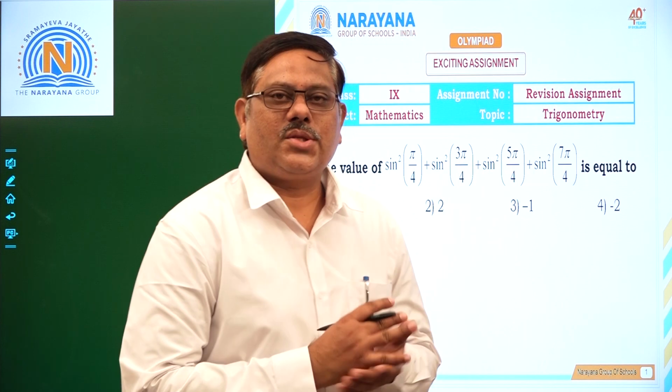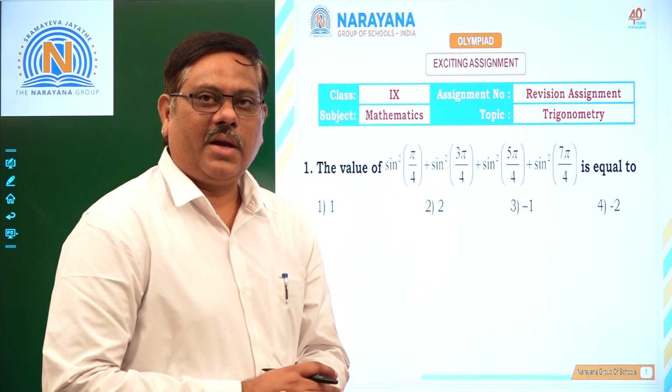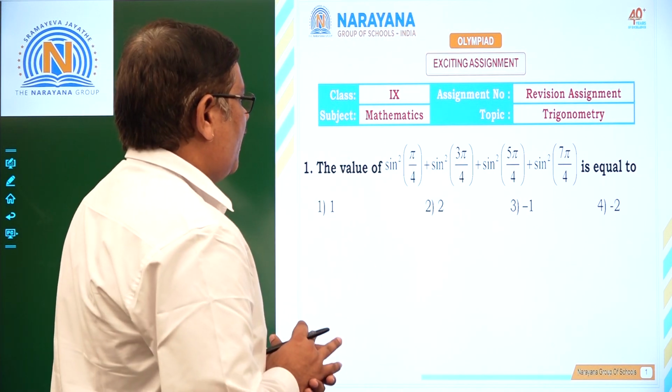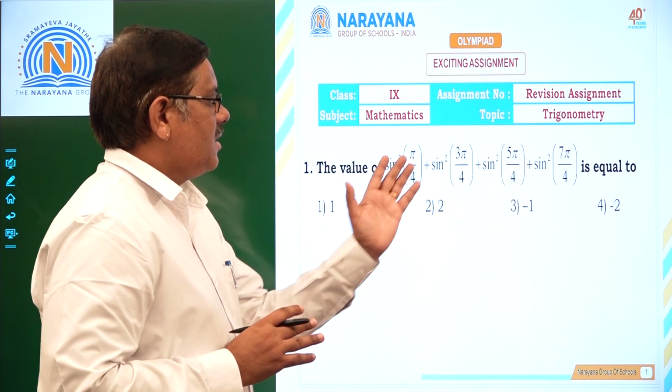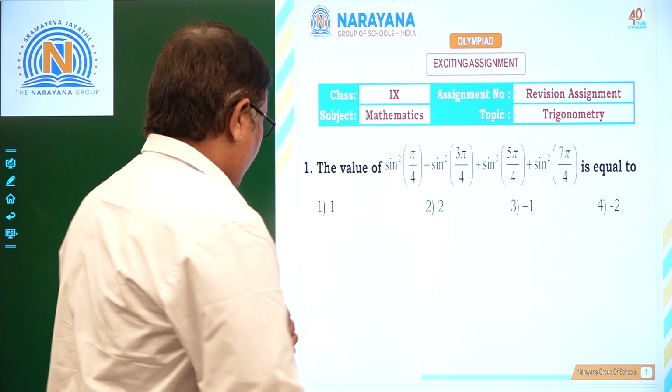Today for class 9 students, we are going to discuss a revision assignment on trigonometry. Let us start with the first question. The value of sin square pi by 4 plus sin square 3 pi by 4 plus sin square 5 pi by 4 plus sin square 7 pi by 4 is equal to.